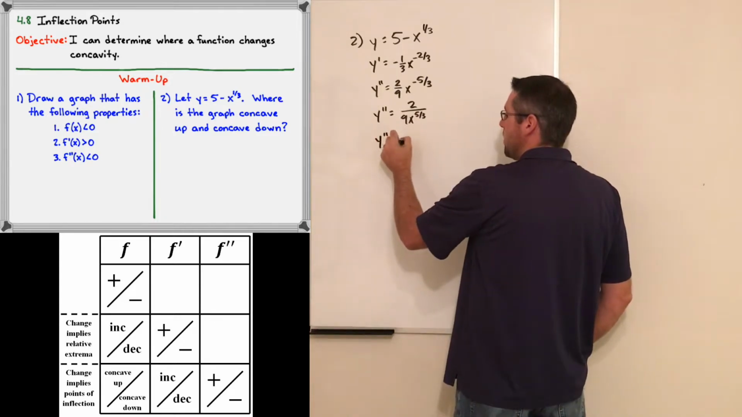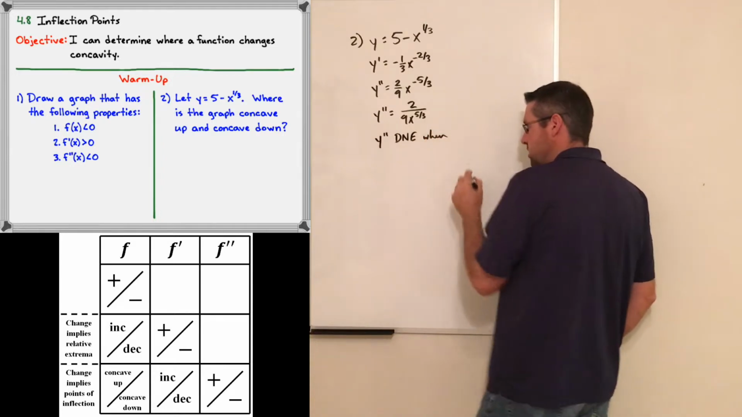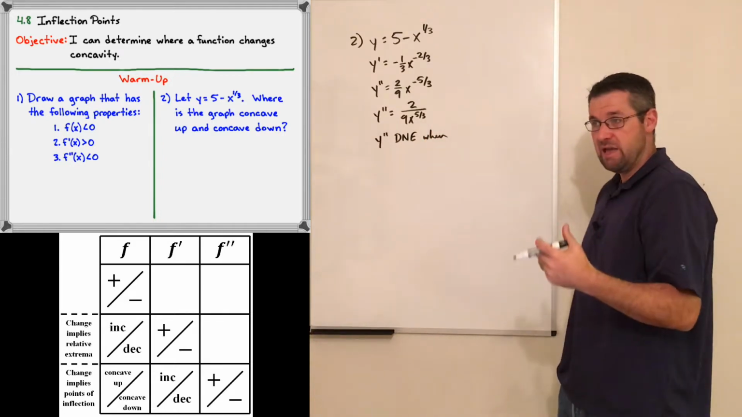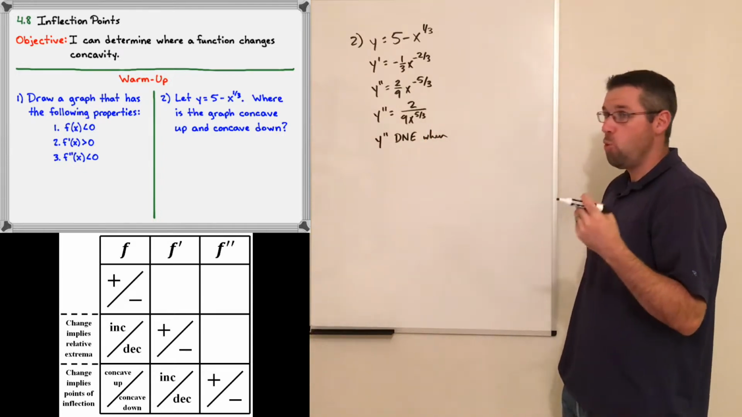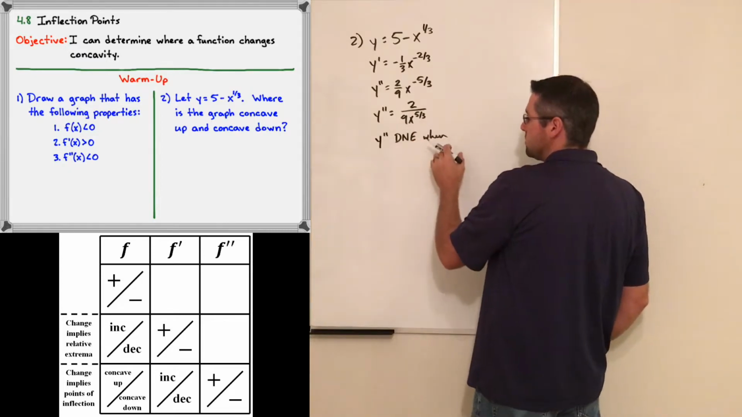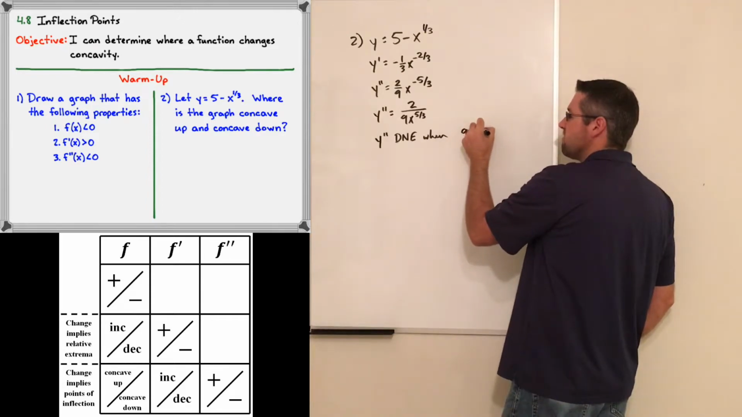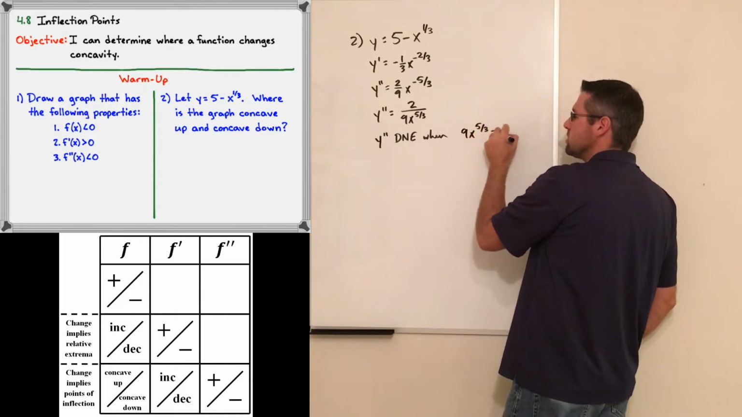So y double prime does not exist when, well, how do we know a function does not exist? A function does not exist when we divide by 0. So we would set the denominator equal to 0. So we'd say when 9x to the 5/3 equals 0.